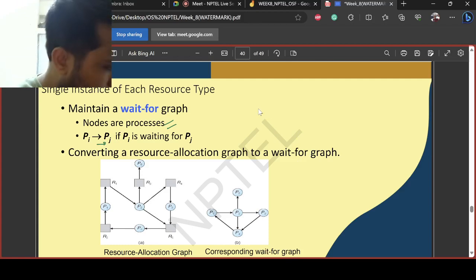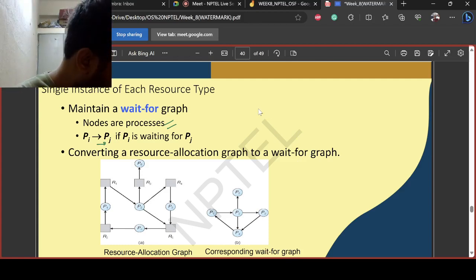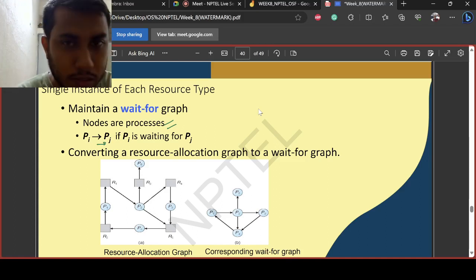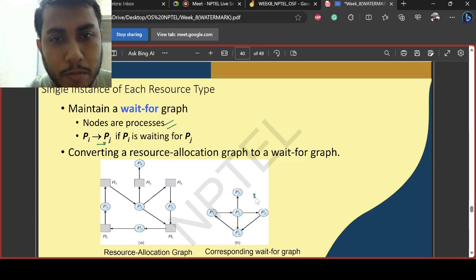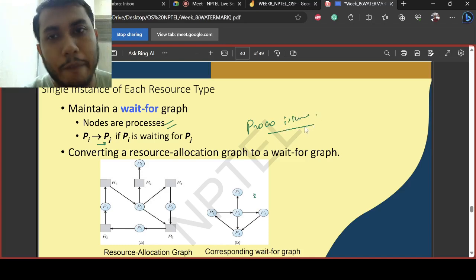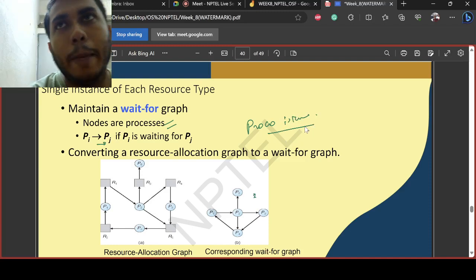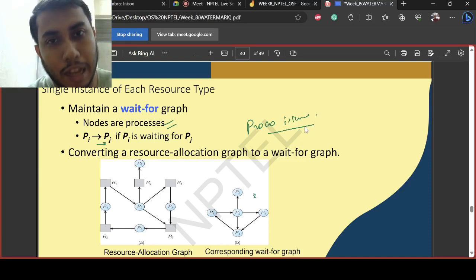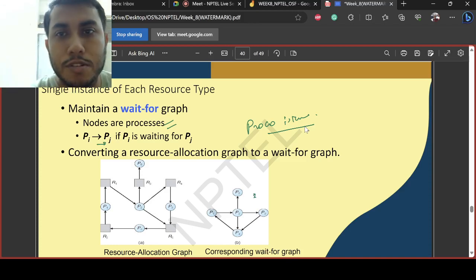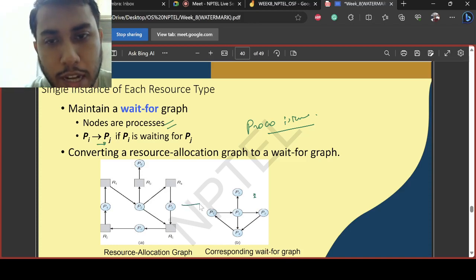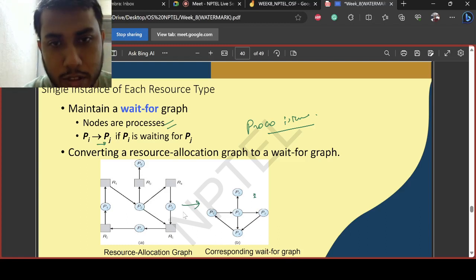So now remember, all of these processes are currently running. Previously, before running, you were making a claim that the process will require this amount of resources. Now you don't know what amount of resources it requires. So instead of using a resource allocation graph, we will be using a wait-for graph. So P1 is waiting for P2, P3 is waiting for this.